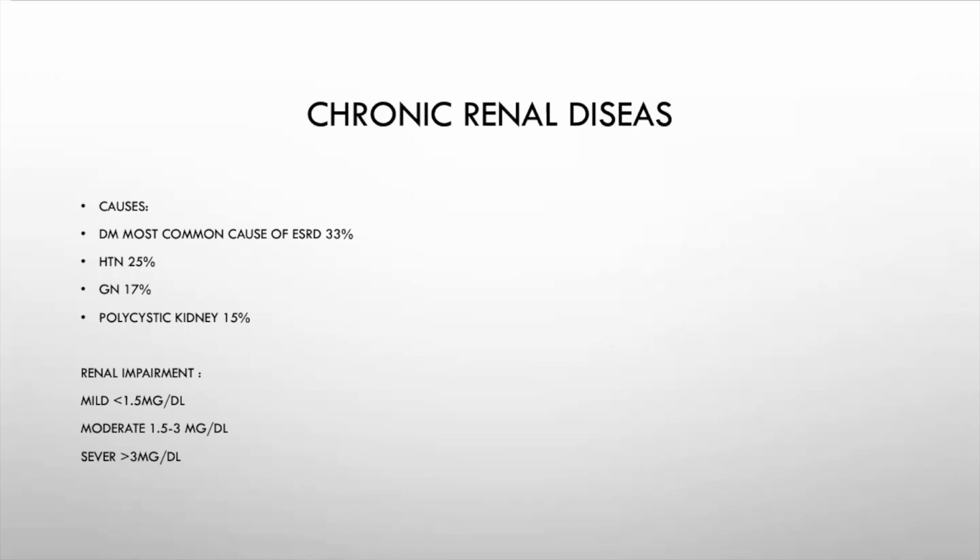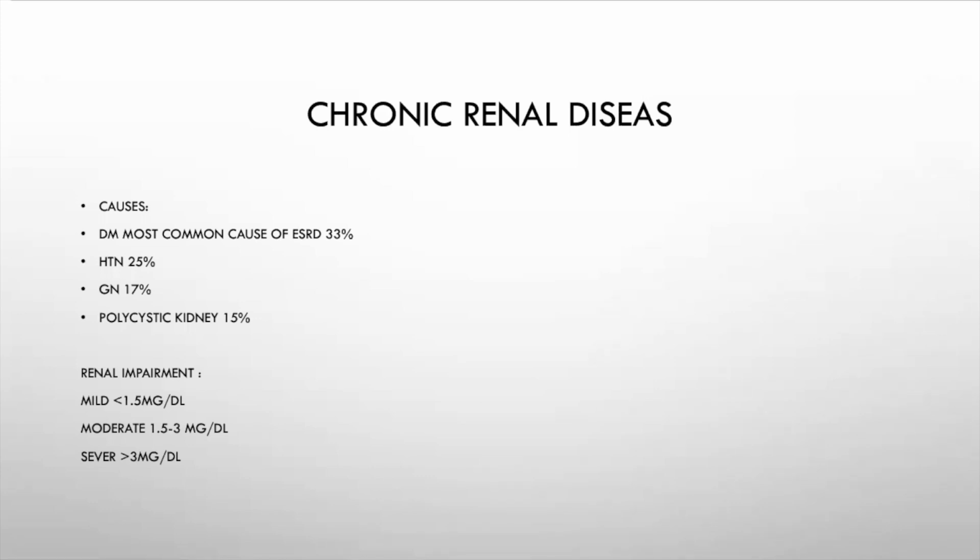Chronic renal disease usually is due to diabetes. That's the most common cause, and it can give you end-stage renal disease in 33% of the cases. Hypertension accounts for 25%, glomerulonephritis accounts for 17%, and polycystic kidney accounts for 15%.